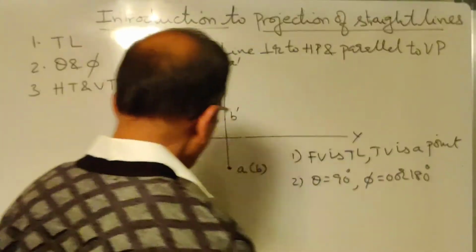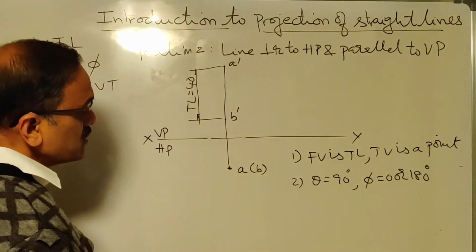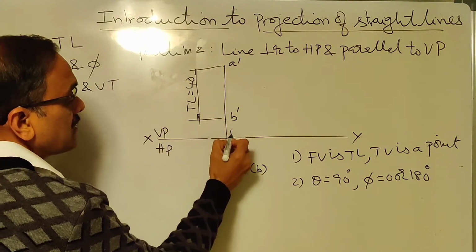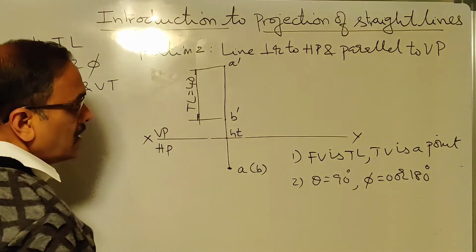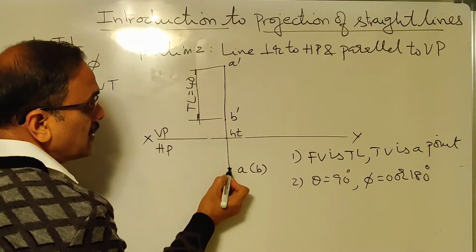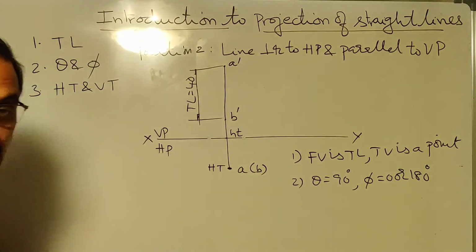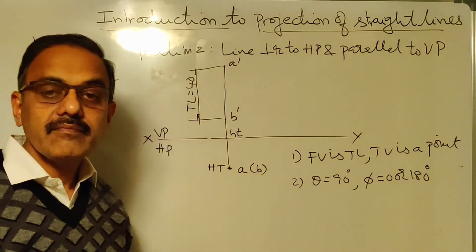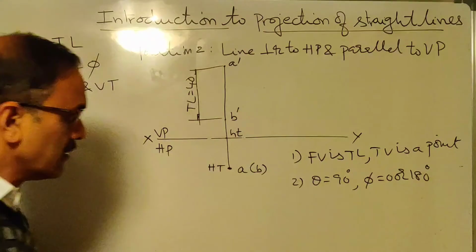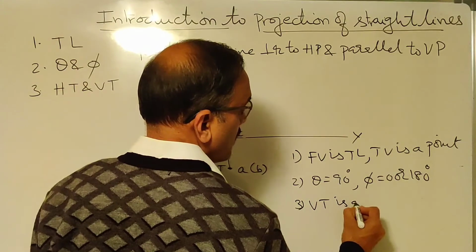So if I show on the board here, or if I adopt the procedure that I have mentioned already, what is the procedure to get HT? Extend the front view to meet XY line to intersect XY line at small HT. Then at small HT you will draw a perpendicular. That perpendicular will go and intersect the top view here, so that itself is HT. In other words, the HT and top view coincides. And where is VT? VT is at infinity because the line is parallel to VP. So I can write here VT, vertical trace, is at infinity.